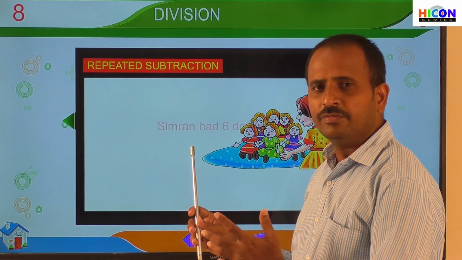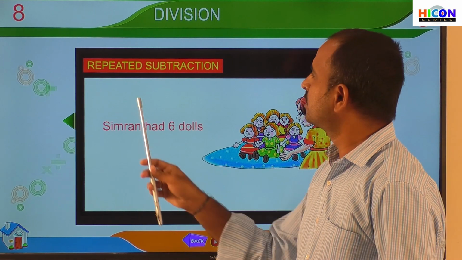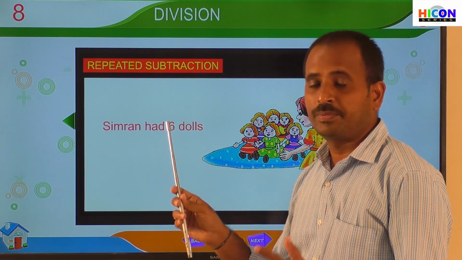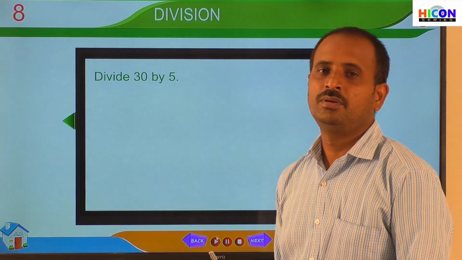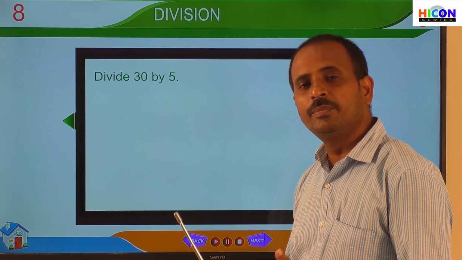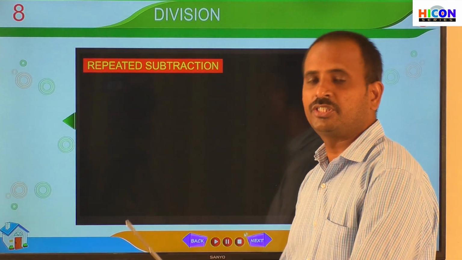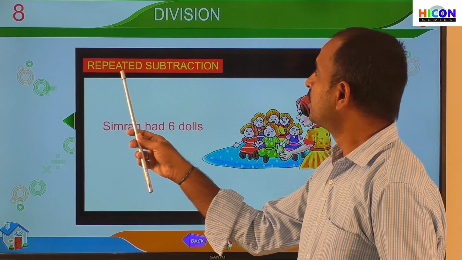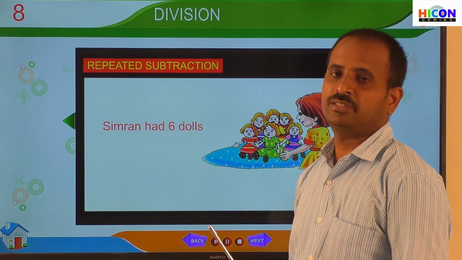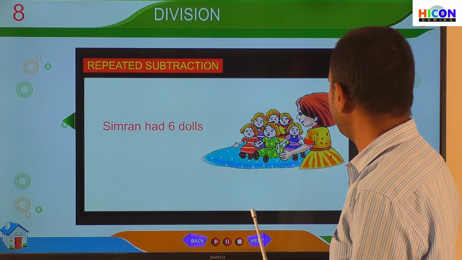So what is division? Division means repeated subtraction. What is multiplication? We have learned in the previous chapter that multiplication means repeated addition. Whereas what is division? Division means repeated subtraction.